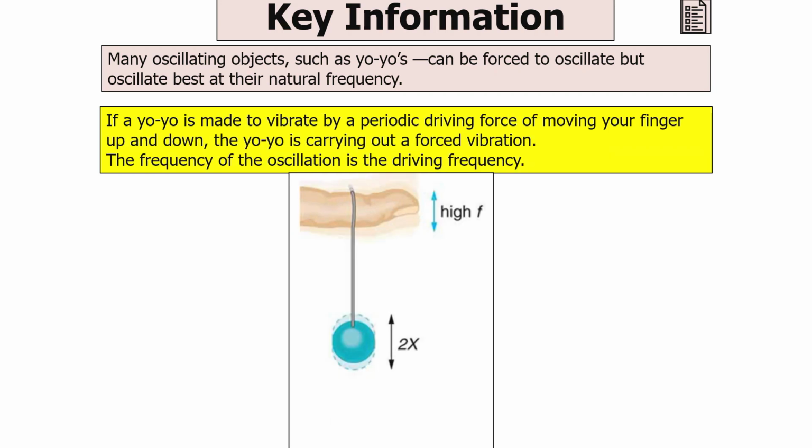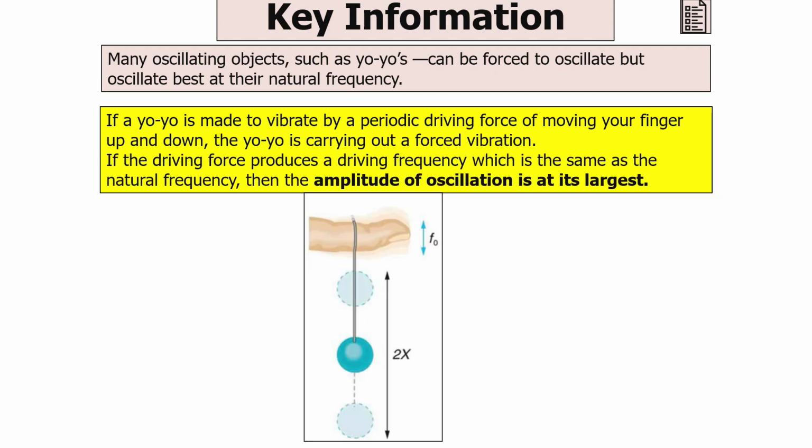If a yo-yo is made to vibrate by a periodic driving force, such as moving your finger up and down, the yo-yo is carrying out a forced vibration. The frequency of the oscillation is the driving frequency. If the driving force produces a driving frequency which is the same as the natural frequency, then the amplitude of the oscillation is at its largest.